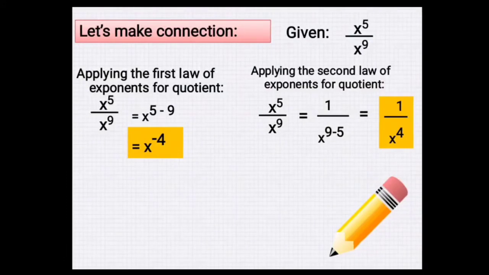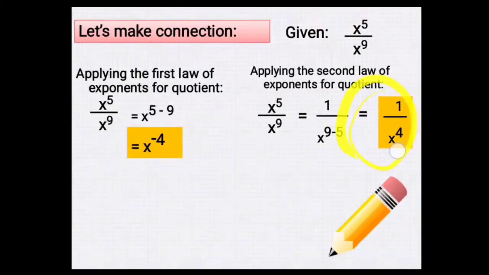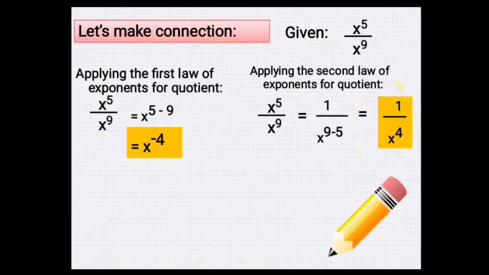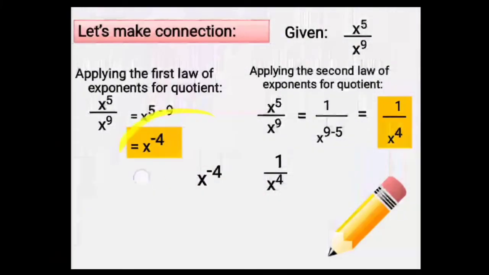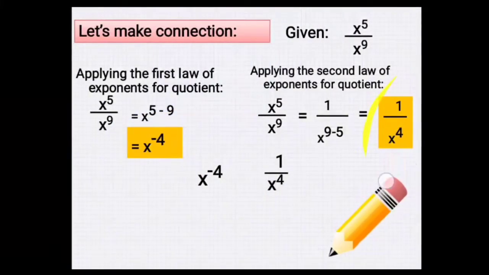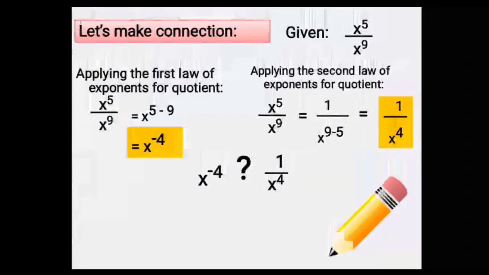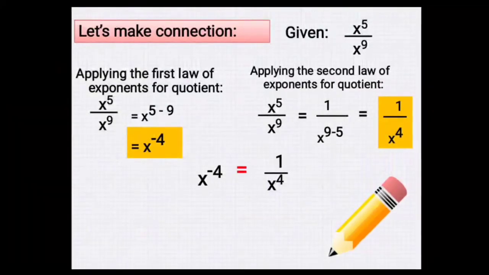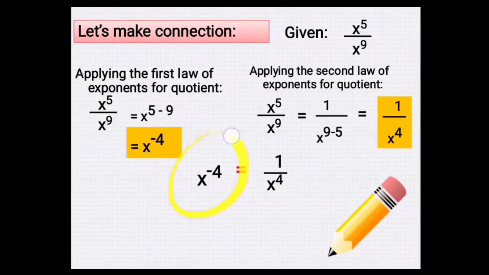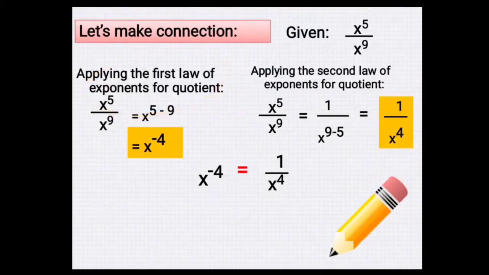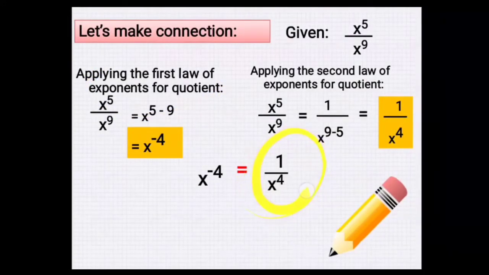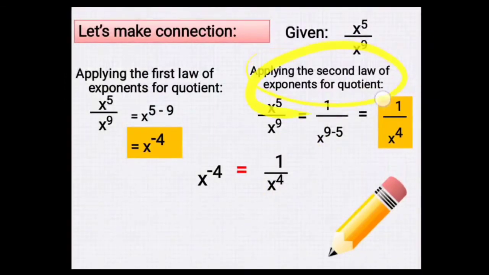Now, what is their connection? Okay, what do you think is the connection of these two results? x raised to the negative fourth power and 1 over x to the fourth power. What do you think is the symbol between the two results? That's right. The two results are equal. You have to take note that x raised to the negative fourth power, wherein we apply the first law, is equal to 1 over x to the fourth power, wherein we applied the second law of exponents.